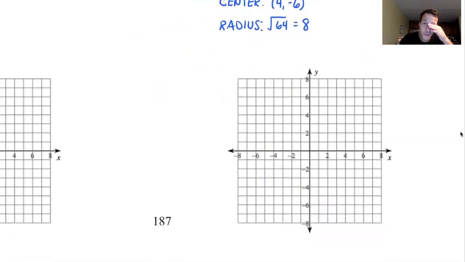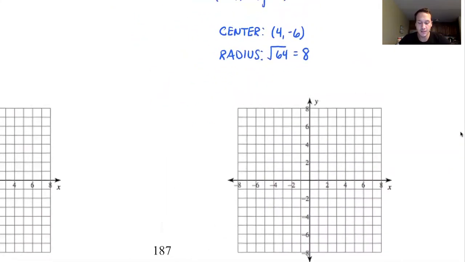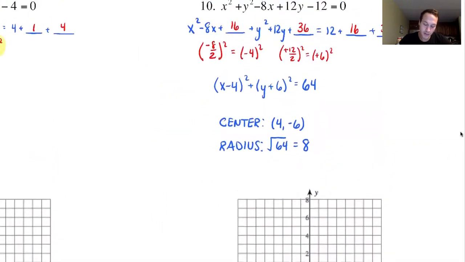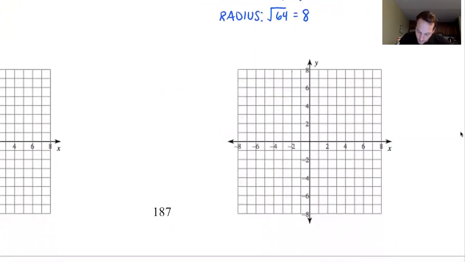I get a center of 4, -6, and a radius of 8. When I completed the square, I got x minus 4 squared plus y plus 6 squared equals 64. So 4, -6 is over here. 8 above. 8 to the left.